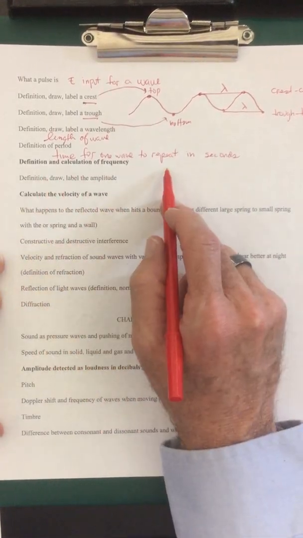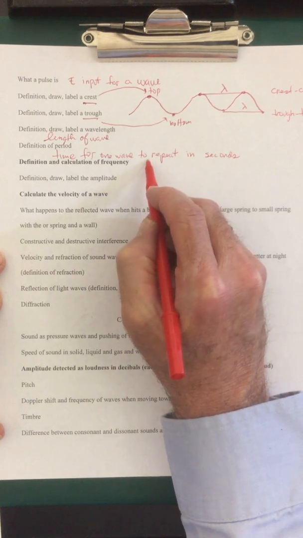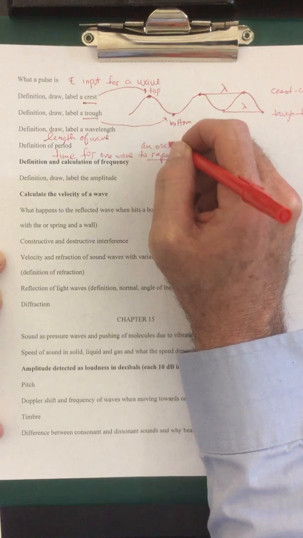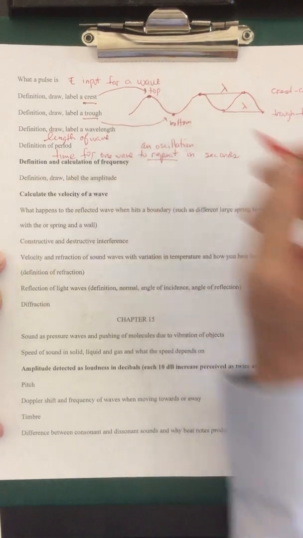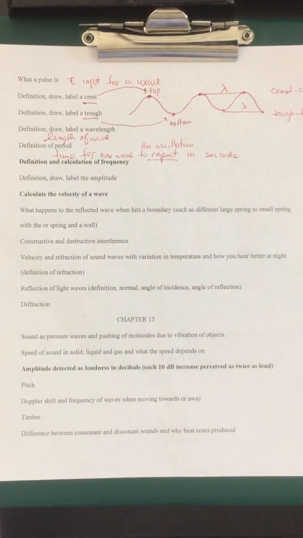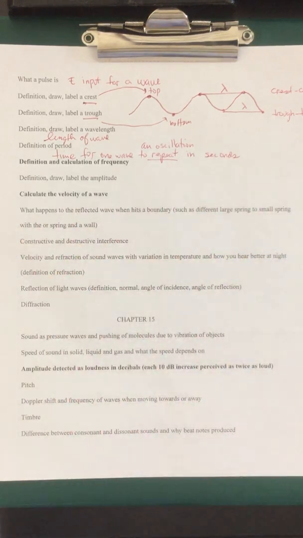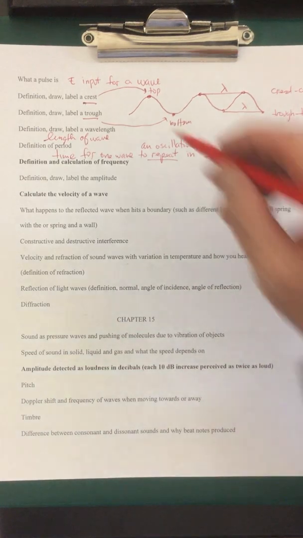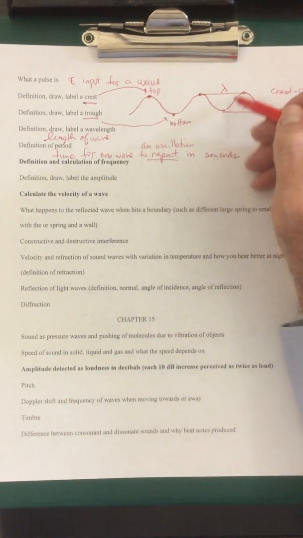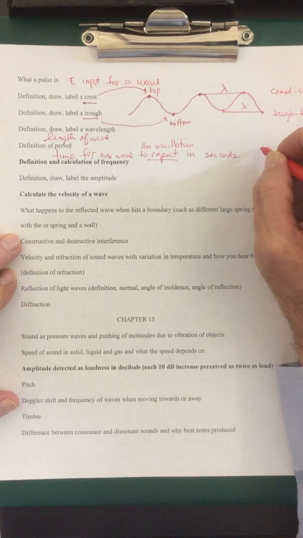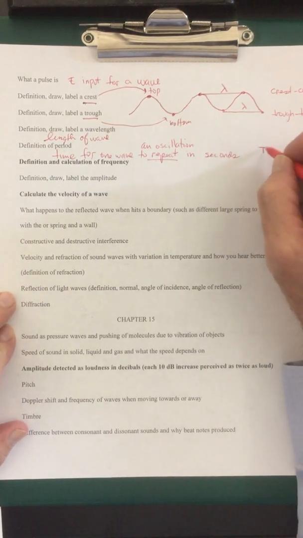So when one wave repeats itself, this is called an oscillation. If you remember, an oscillation goes there and back again, just like a pendulum. A pendulum goes there and back again; that's one oscillation. The wave goes down and then up again, or up and then down again. It's the time to repeat itself. Time is measured in seconds.